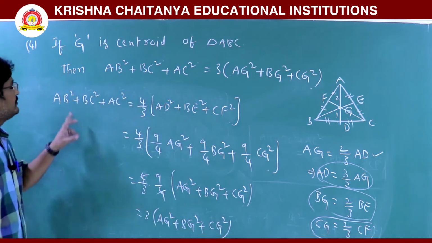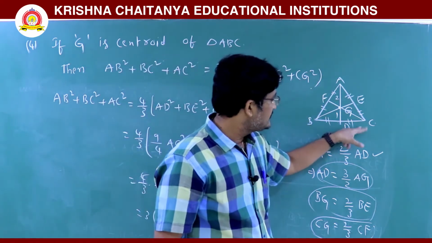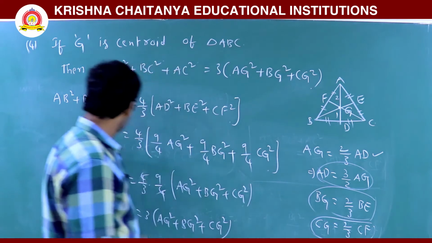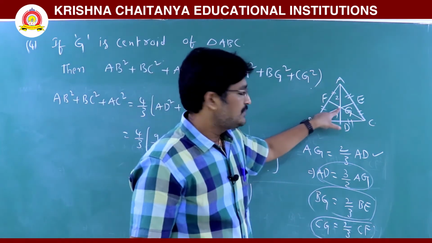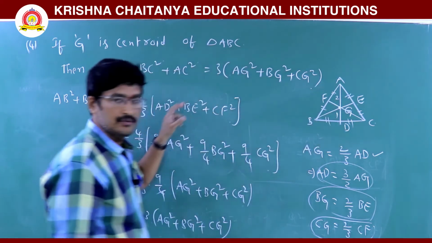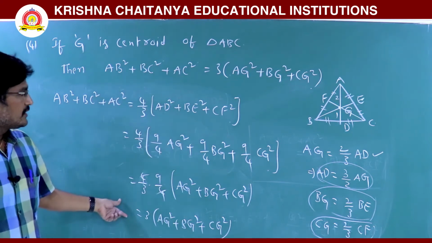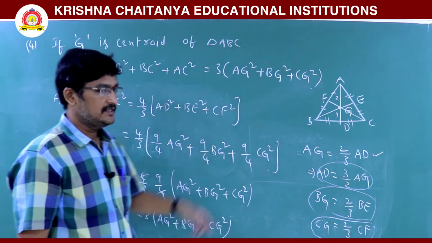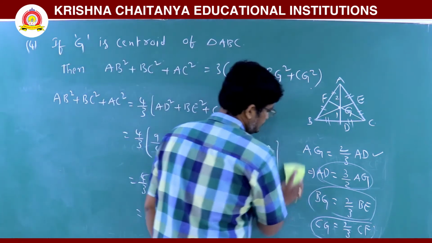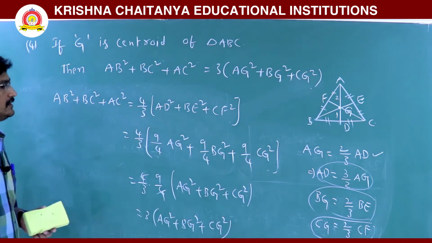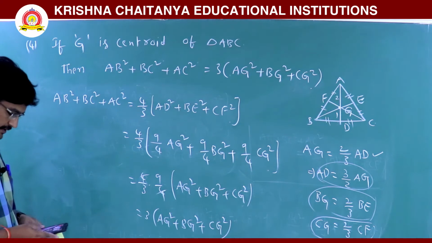Therefore, the length AB square plus the length BC square plus the length AC square is nothing but 3 times of AG square plus BG square plus CG square. This is the required proof for this statement. This is one more basic point. Next, let me solve some models on this one, please.